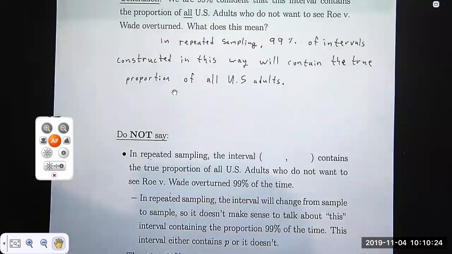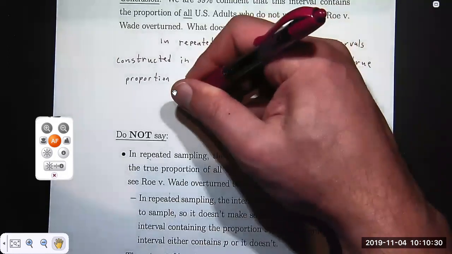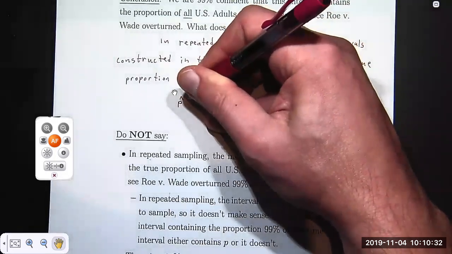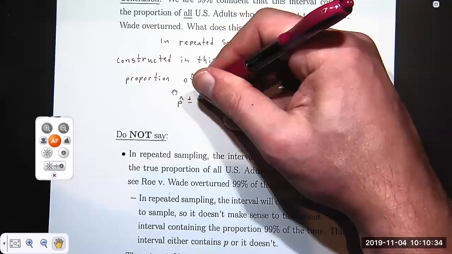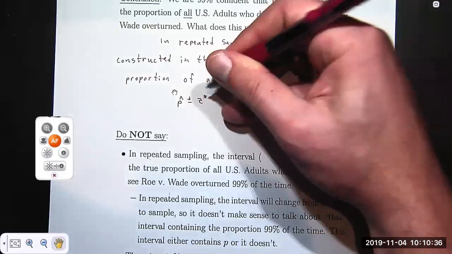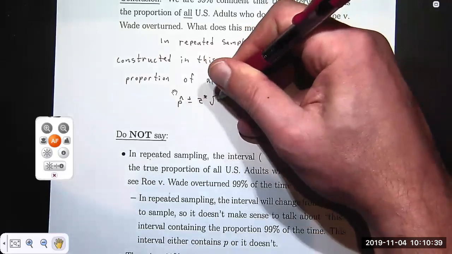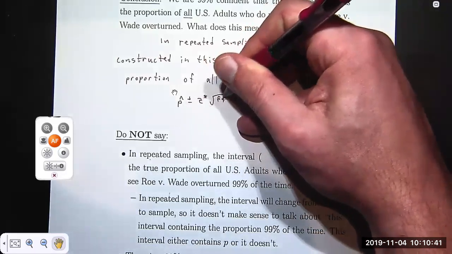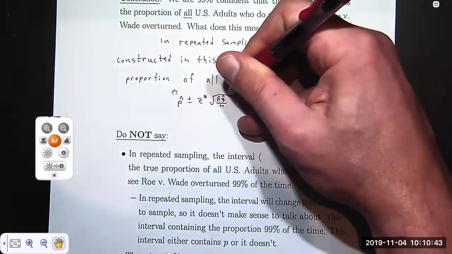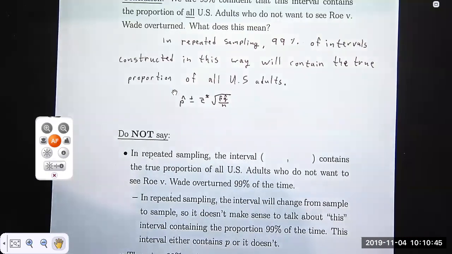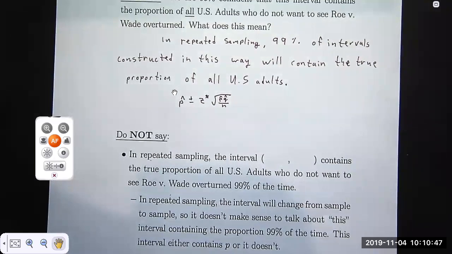I forgot what it is, so let's just recalculate what this interval is. We've got something that looks like this: p hat plus or minus z star square root of p hat q hat over n. That's what we use to find confidence intervals.